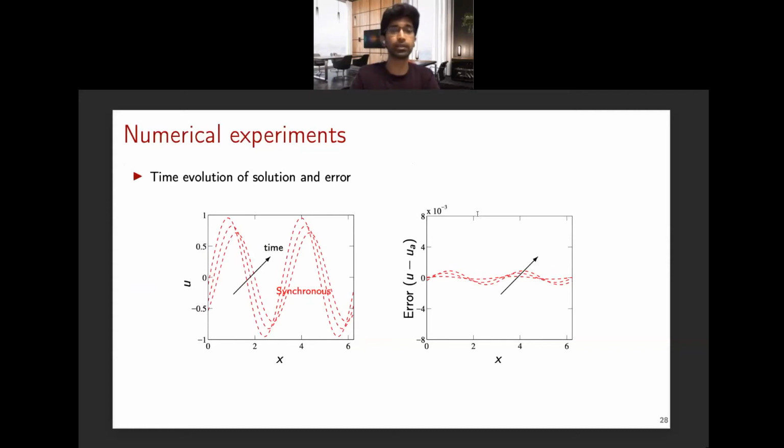Here I take a simple sine wave of wave number 2. That means in the 2 pi domain that we have, you see two sine waves. As we evolve the solution from the initial condition, because of the advection effect, the wave moves to the right with a constant speed, because this is a linear advection equation. And because of the diffusion process, the amplitude of the wave decreases as we move in time. On the right, we compare this solution with the analytical solution. Obviously, as you evolve the solution in time, the error increases, and it takes the shape of either a sine or a cosine because of the linear nature of the problem.